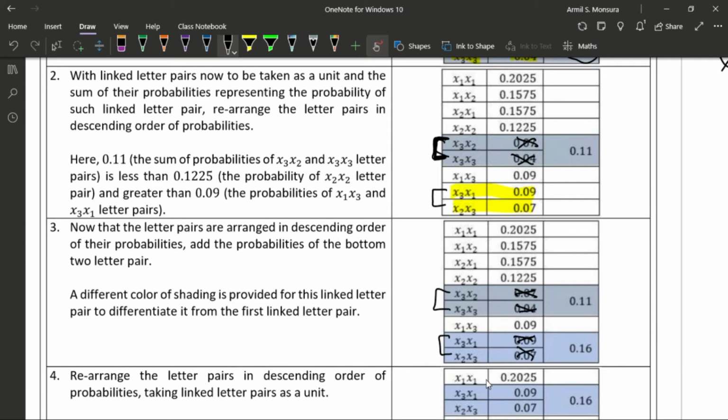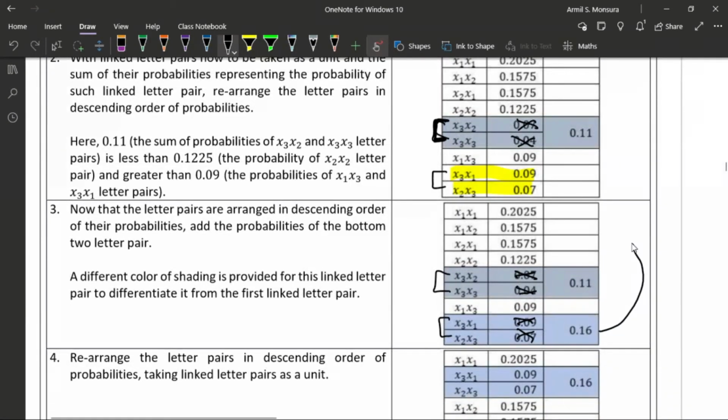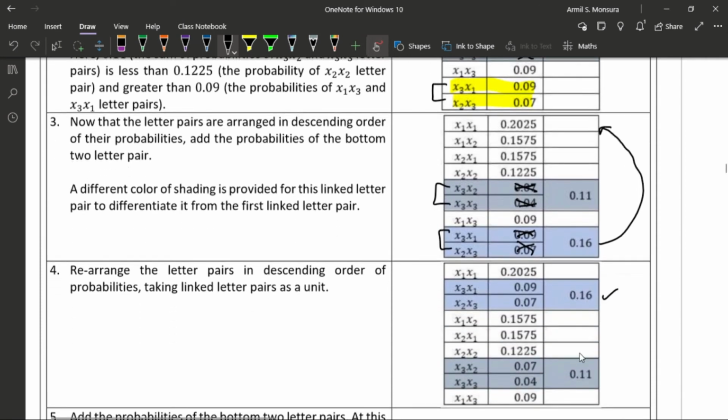In terms of the algorithm, let's rearrange this table in terms of decreasing probabilities again. So now this one will be promoted to second, because 0.2025 is here, 0.1575 is here, and this is 0.16. So this is now the second highest, which is why it moves up here.